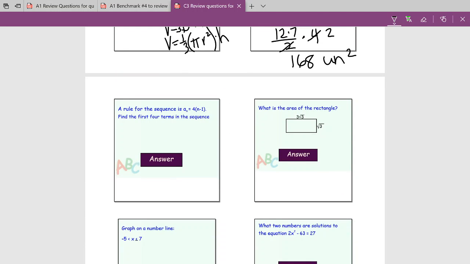Okay, a rule for a sequence is a sub n equals 4 times n minus 1. Find the first 4 terms of the sequence. Well, all this is wanting me to do is say, well, what is a sub 1 and a sub 2 and 3 and 4?